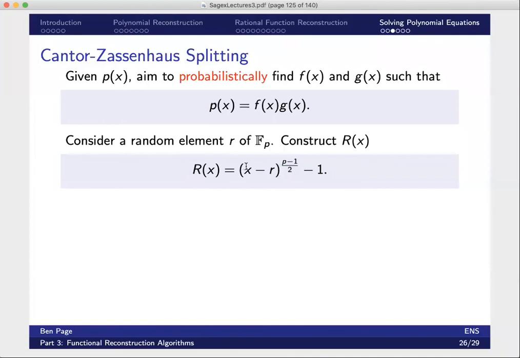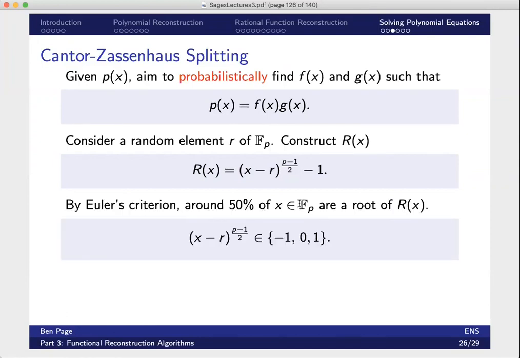So what this is doing is, because R is random, this polynomial maps 50% of the elements of the field to zero. So 50% of the elements of the field are a root of R of X. Okay.